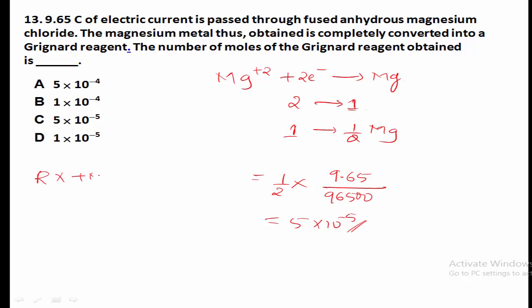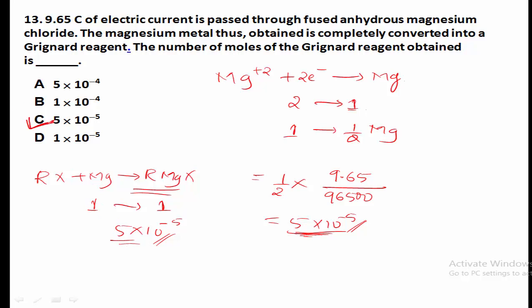Now they have told you that it will form a Grignard reagent. So RX plus Mg gives RMgX. This is the Grignard reagent. So 1 mole of Mg will form 1 mole of Grignard reagent. Therefore, 5 × 10⁻⁶ moles of Grignard reagent will be obtained, because this much magnesium is formed and hence the same amount of Grignard reagent is also formed. Therefore option C, 5 × 10⁻⁶, is the right answer.